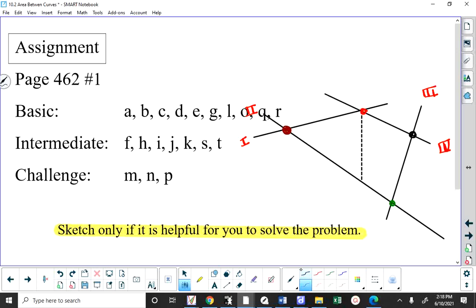But there's some basic problems where you have two functions that are making an area by an enclosure, and then they get more difficult and more difficult. The idea here is you want to be able to solve at least the basic ones.